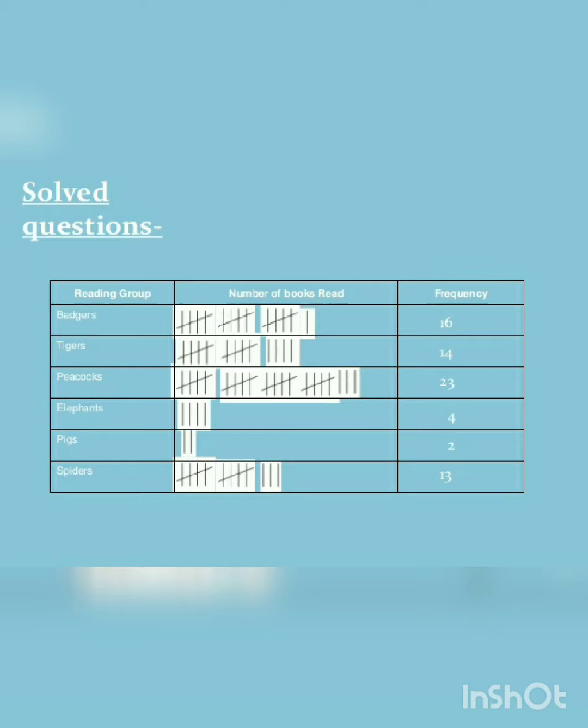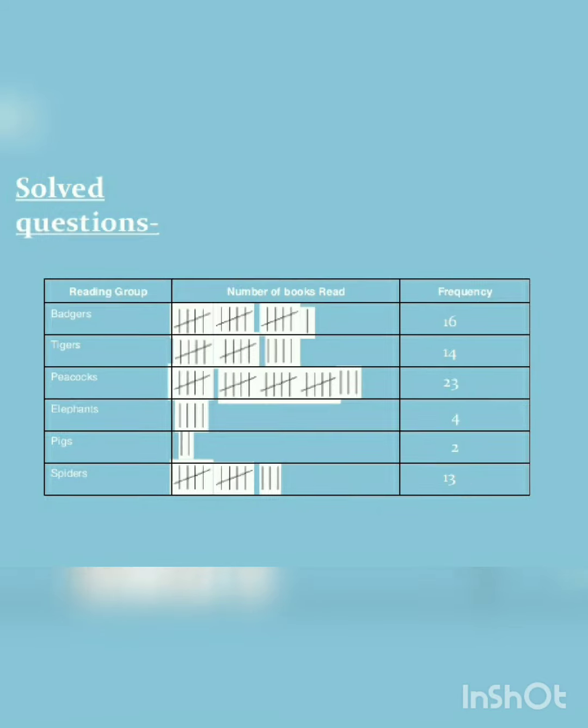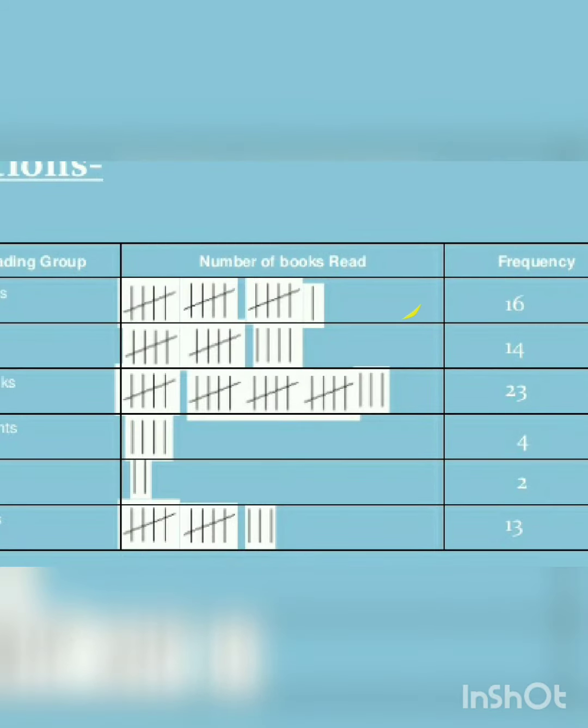Now here is a solved question, and the grouping is like this: reading group, number of books read and frequency. That means some reading groups have some book names and the number of books read. So the frequency is 16, that means the bundle of 5 is 3 and one standing line, so it can be represented as 16, in such a way that some frequencies are given there.